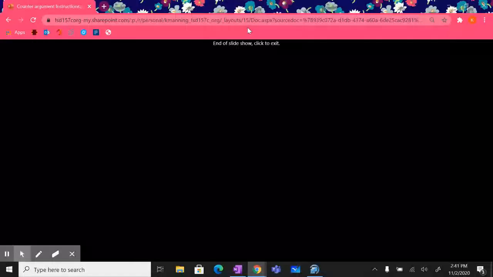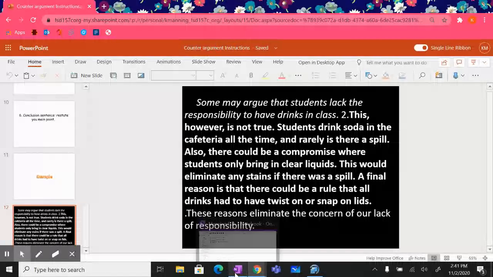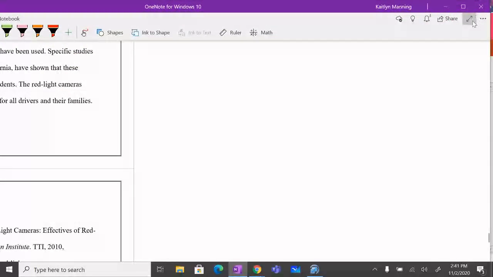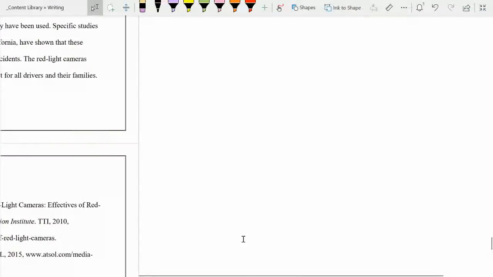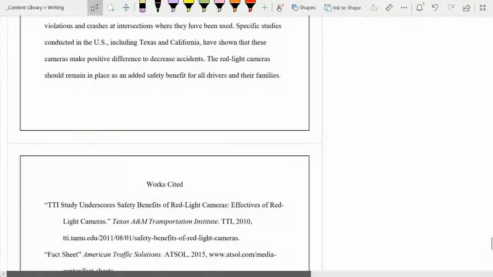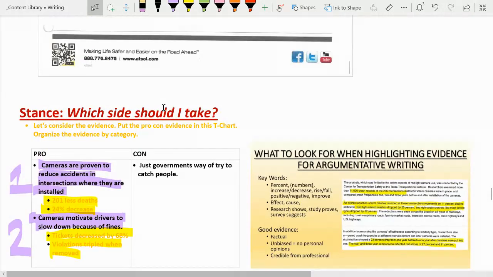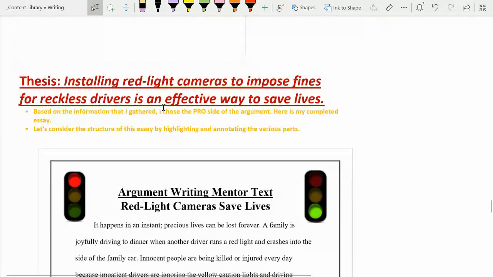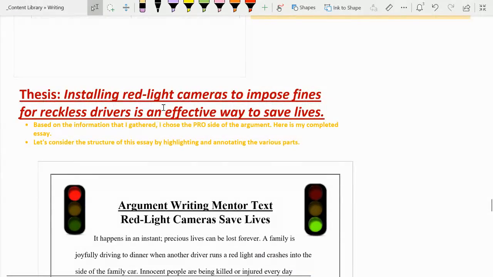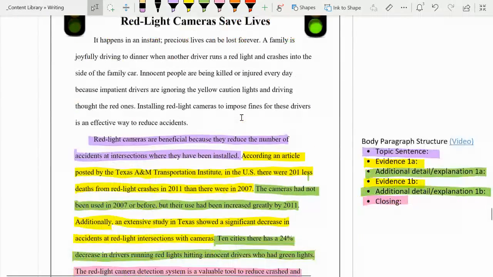Let's take a look at our mentor text example. We are going back to our red light camera example here. And if you recall, our thesis, our claim, was that installing red light cameras to impose fines for reckless drivers is an effective way to save lives. This is the pro side of that argument.